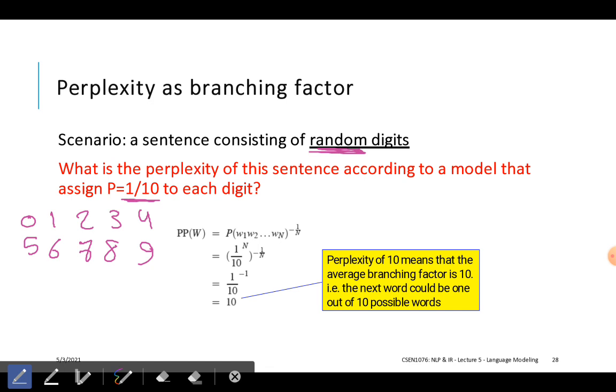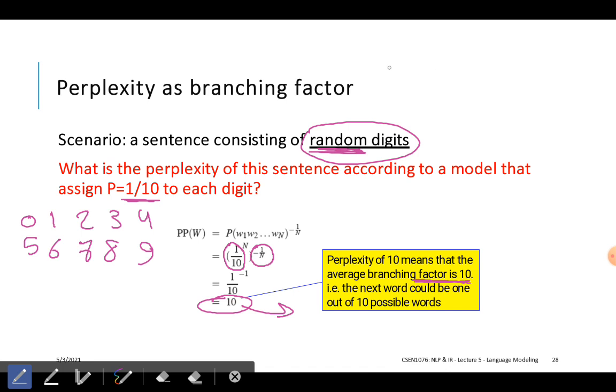Okay, so that means if you want to compute the perplexity of this flow of random digits, then if you generate 10 random digits, each one of them has a probability of 1 divided by 10. Then you multiply all of these together, and then you take the nth root of this probability, and you will end up with 10. A perplexity of 10 means that the branching factor is 10.